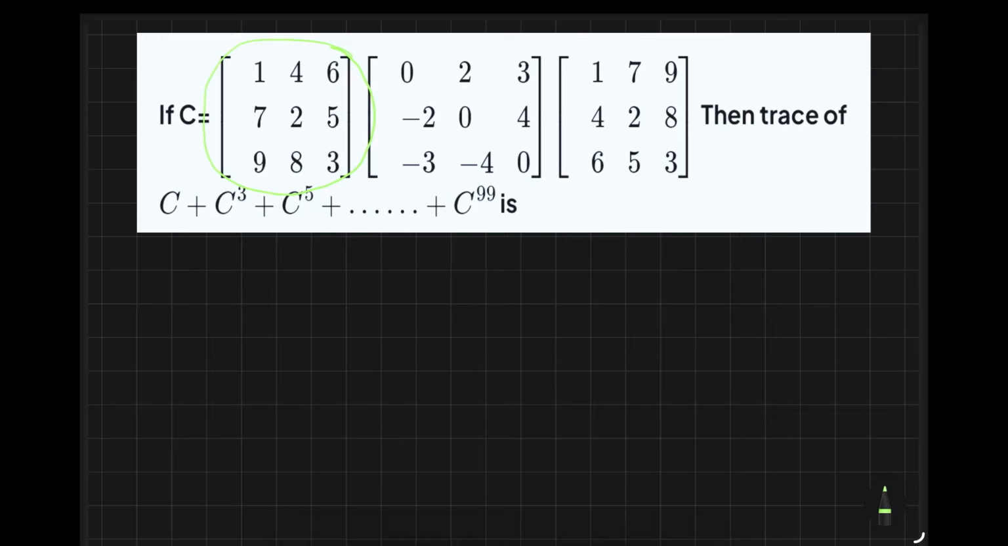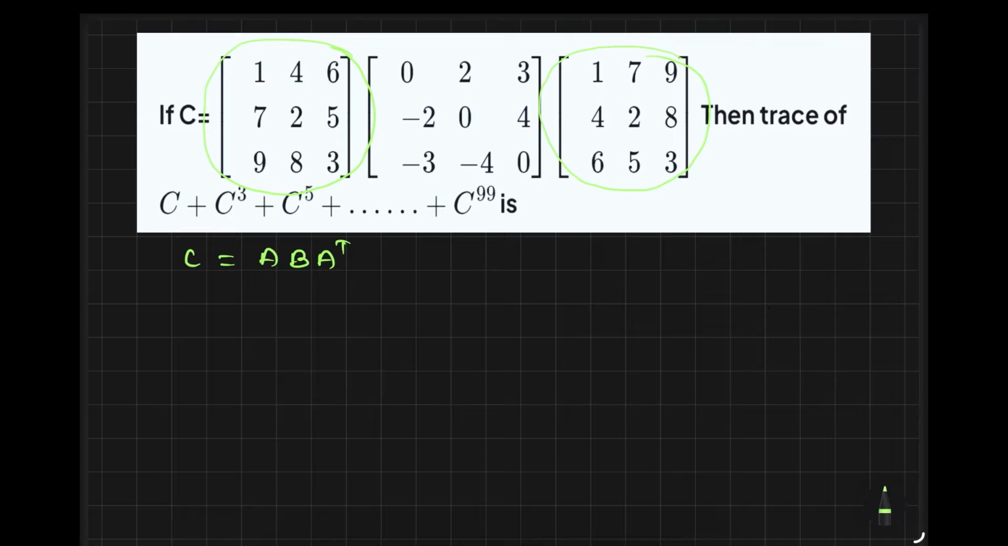It is 1 4 6 7 2 5 9 8 3. Look at this matrix. Don't you think the extremes are the symmetric matrix? So can I say that C is A transpose, and then we have B? So can I write B, A transpose, where I feel that A is equal to, okay, leave. This is A transpose.